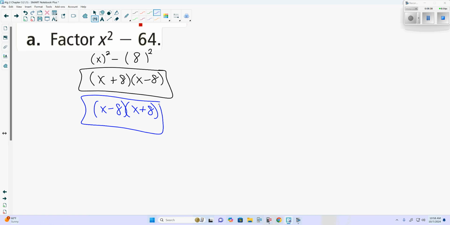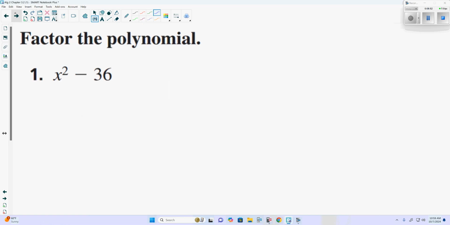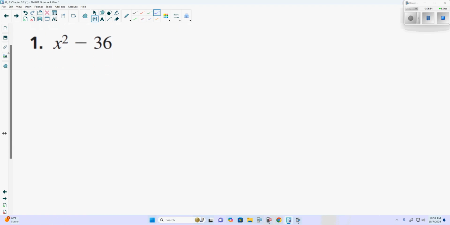These are kind of nice, yes? Then there's a little bit harder one. We ready for the next one? So x squared minus 36 is a difference. x squared is a perfect square, and 36 is 6 squared, yes? So how would this factor?